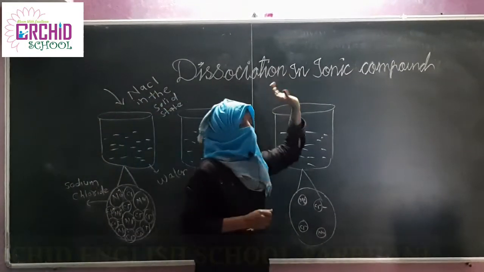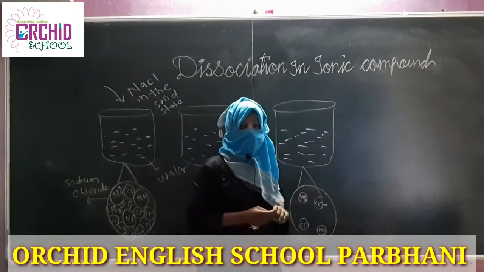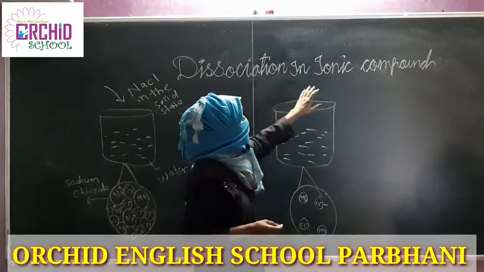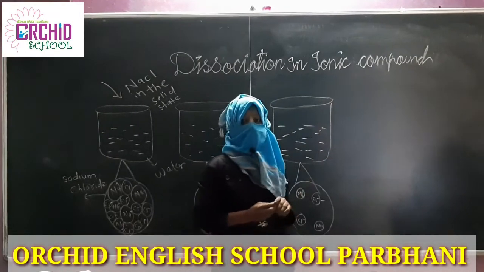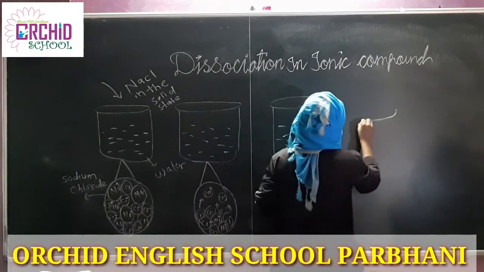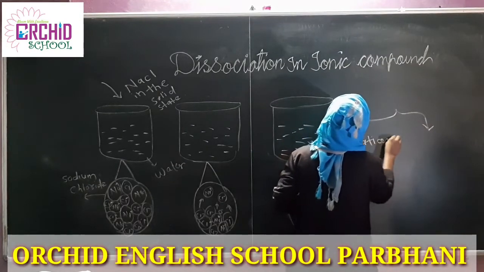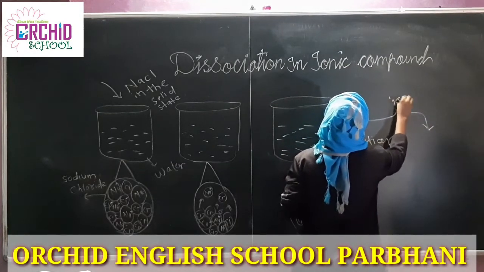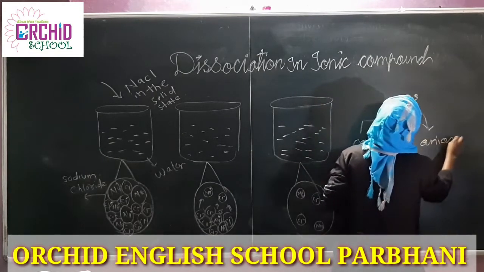Dissociation in the ionic compound. First of all, we have to know what the ionic compounds are. Ionic compounds are chemical compounds made up of ions. In an ionic compound, the positively charged ion is said to be the cation, and the negatively charged ion is said to be the anion.